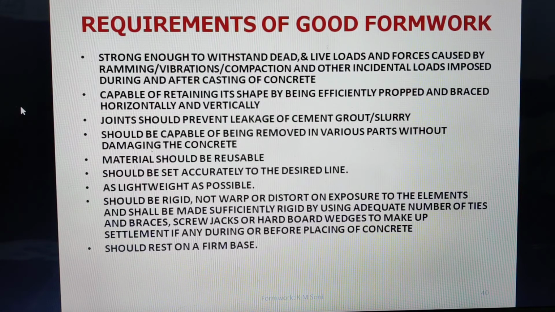So props and staging are to be used. And then joints should not have leakage, so they should prevent leakage of cement slurry. It should be capable of being removed in various parts, and that is important, without damaging the concrete. And material should be reusable, so that cost comes down, and should be set accurately to the desired line. And as lightweight as possible. That is good for fixing also or stripping also.